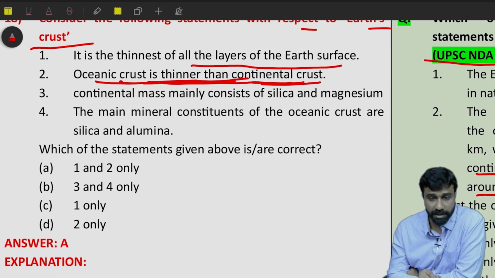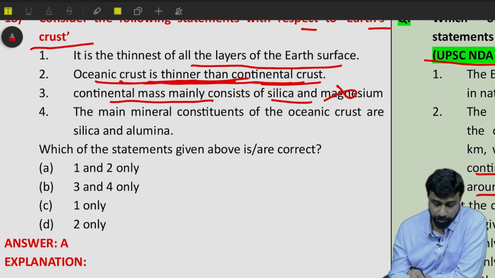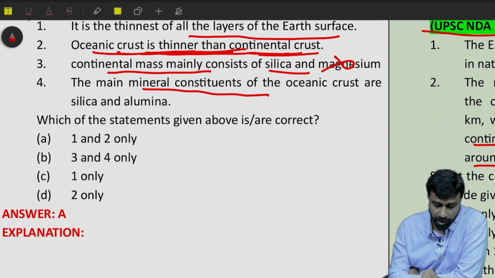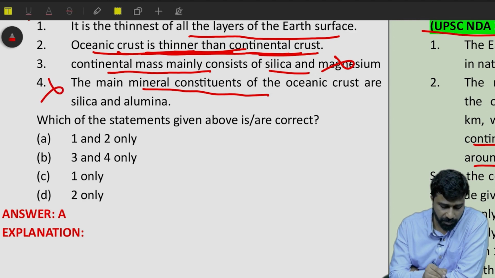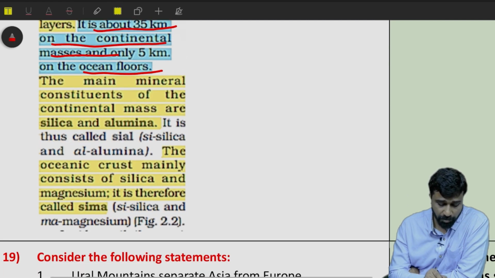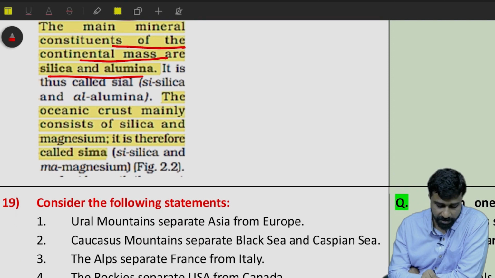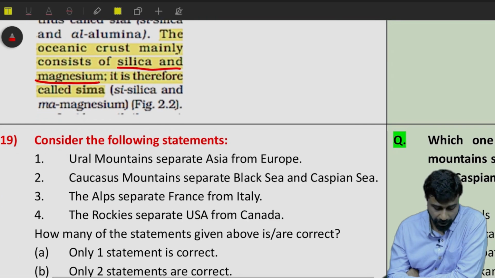Oceanic crust is thinner than the continental crust, and the continental mass mainly consists of silicon. No, it is wrong. It mainly consists of silica and aluminium, and the main mineral constituents of oceanic crust are silica and magnesium. So, the third and fourth statements are incorrect. First and second are correct here. The crust is about 35 kilometers on the continental masses, only 5 kilometers on the ocean floors. The main mineral constituents of the continental mass are silica and aluminium, and the oceanic crust mainly consists of silica and magnesium. It is therefore called SIMA.